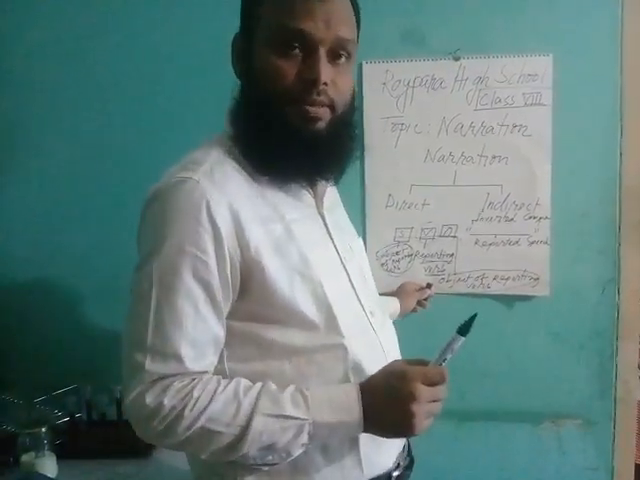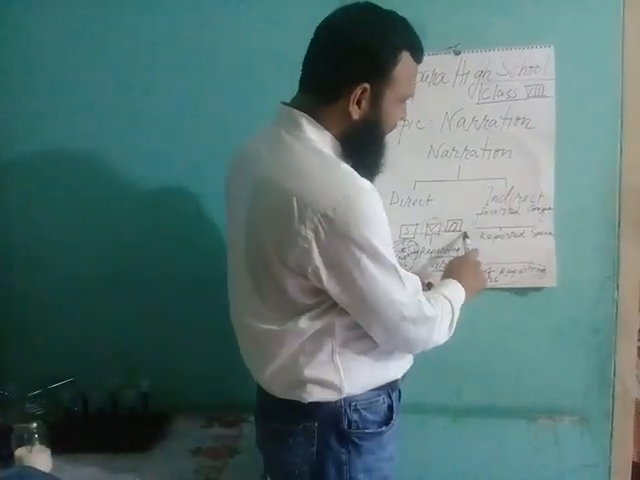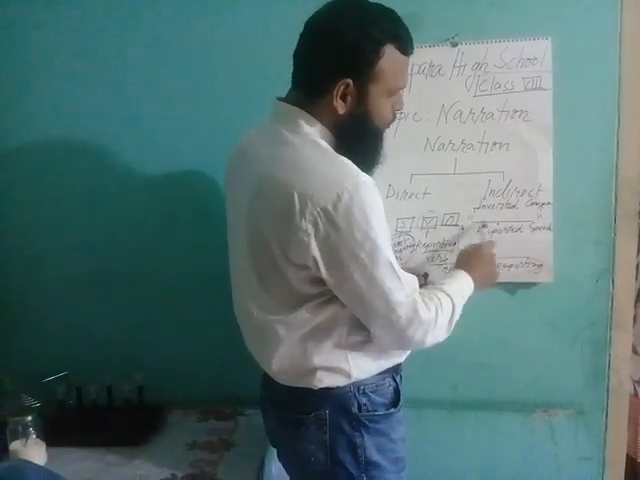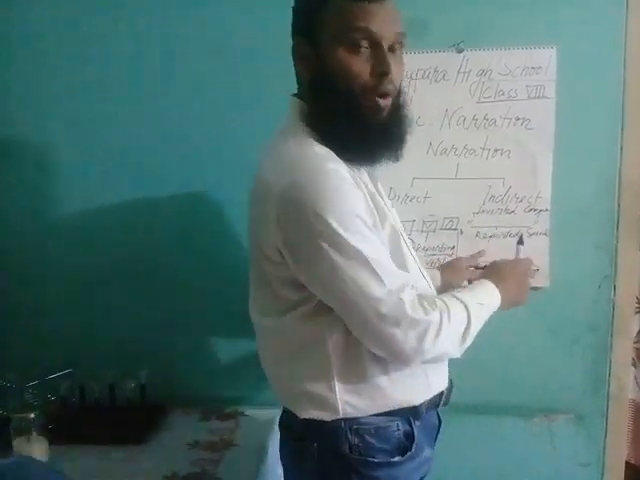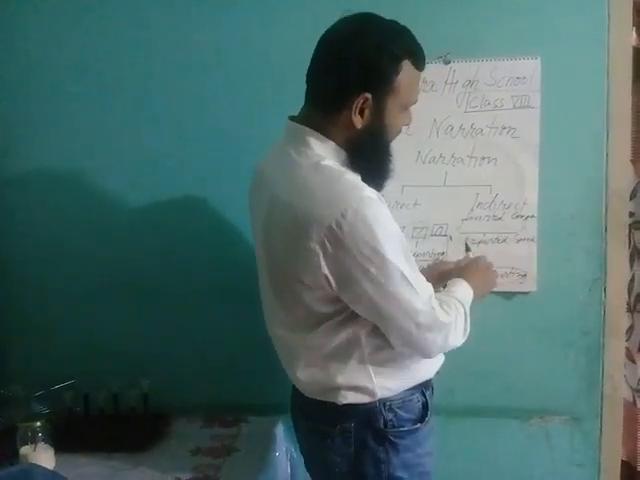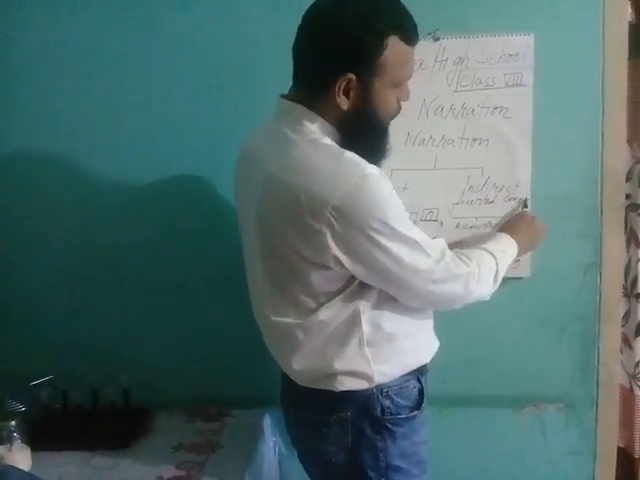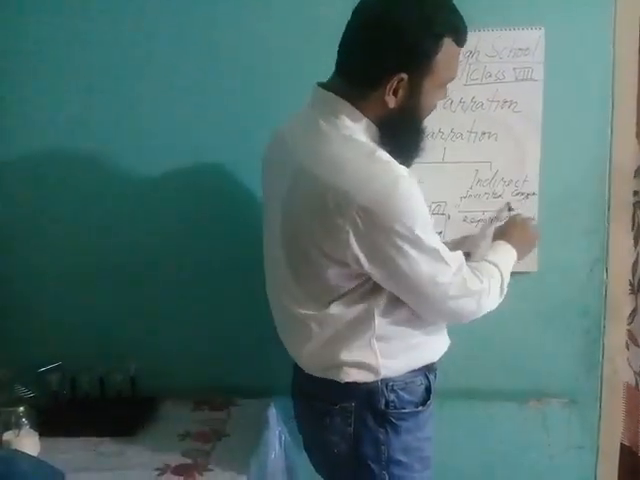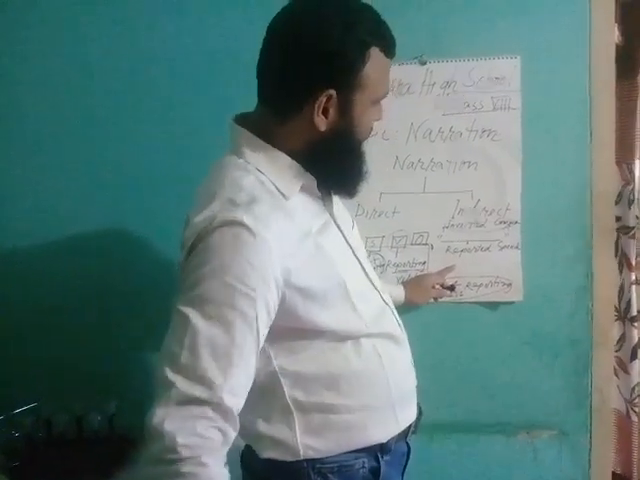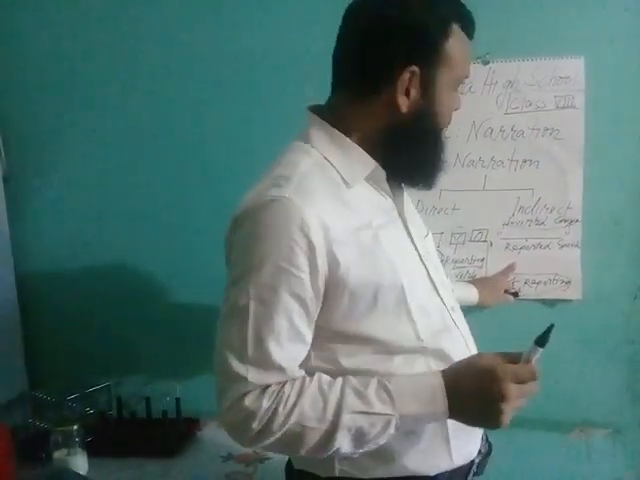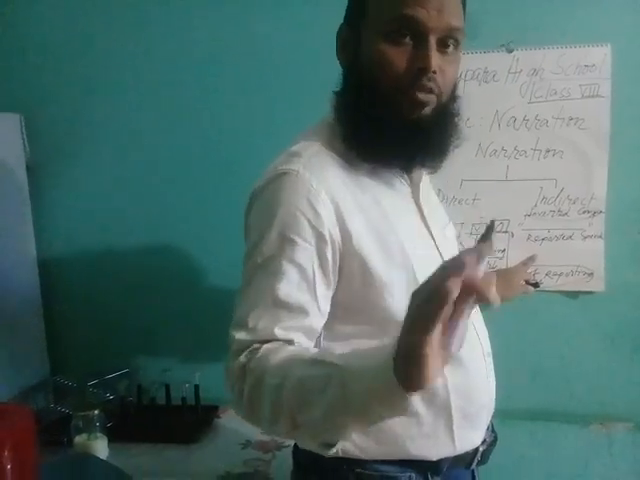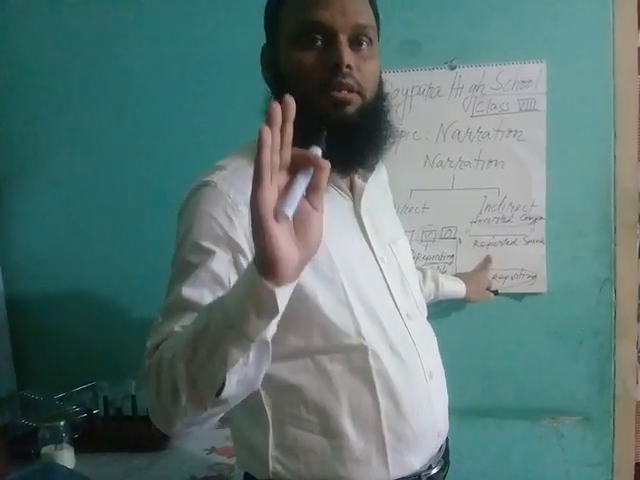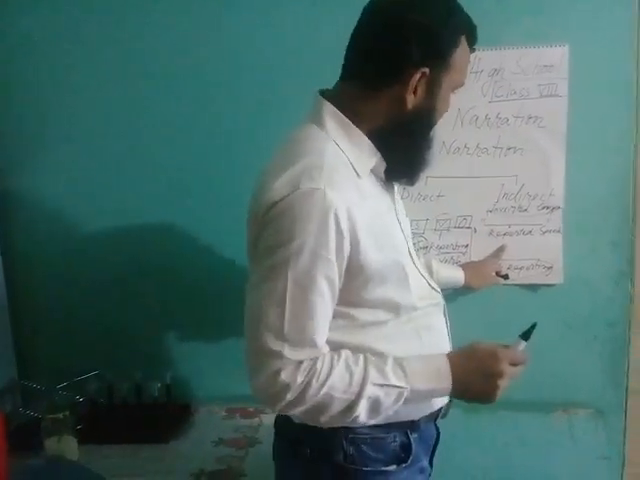Okay, my dear students, and then you find that here are two commas of a sentence. This is called inverted comma. And the sentence within this inverted comma is called a reported speech.